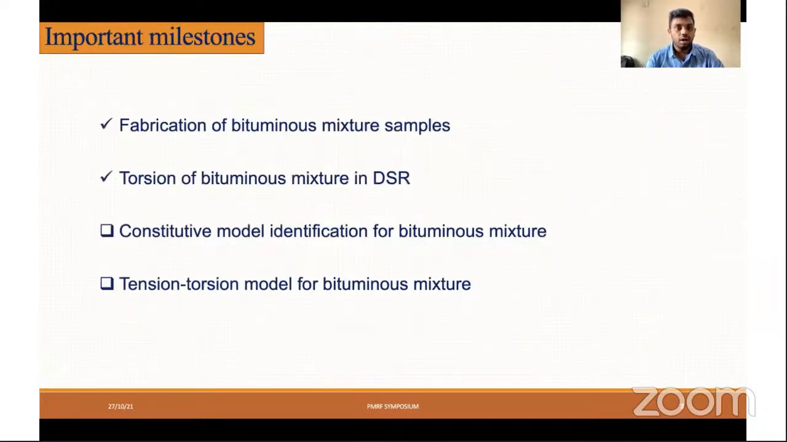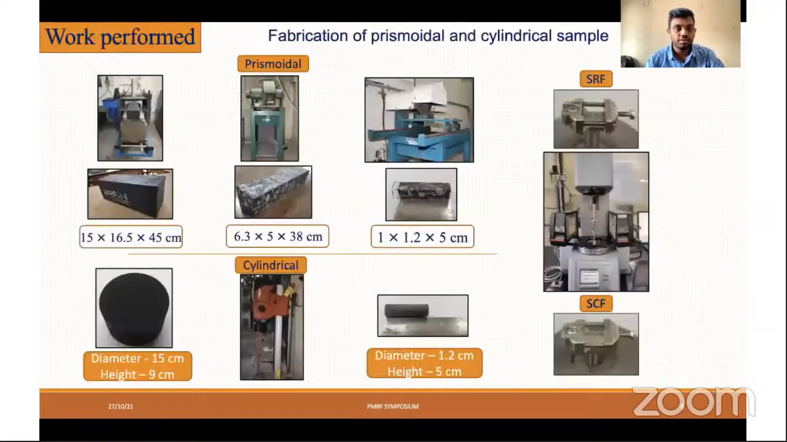The important milestones are fabrication of bituminous mixture samples, which is a tedious task in the start, where we wanted to obtain a representative sample as well, and further to use the samples obtained in the dynamic shear rheometer and conduct the test in the required manner. And there are 2 milestones which are yet to be achieved. One is constitutive model identification, and the other is use of tension torsion model for the bituminous mixture. This is the work performed till now.